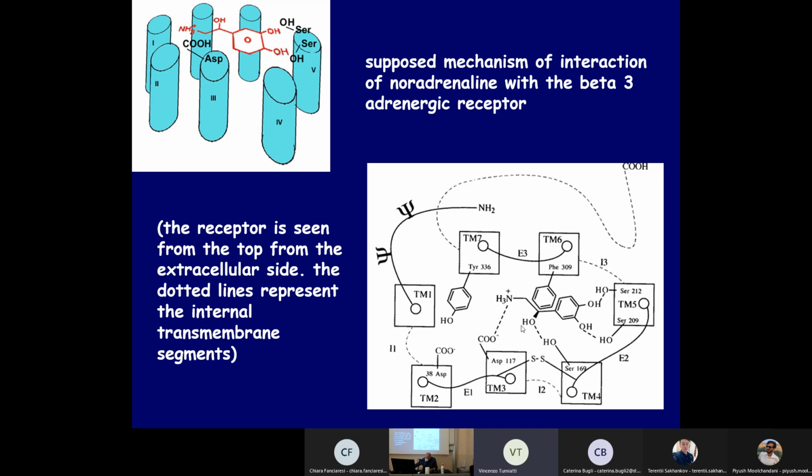And once again, you see the OH located on the asymmetric carbon atom able to interact with the serine 169 to give an additional hydrogen bond. Only this type of enantiomer is able to give this type of interaction, the other one not. So you can understand the importance of the right configuration on the asymmetric carbon atom.